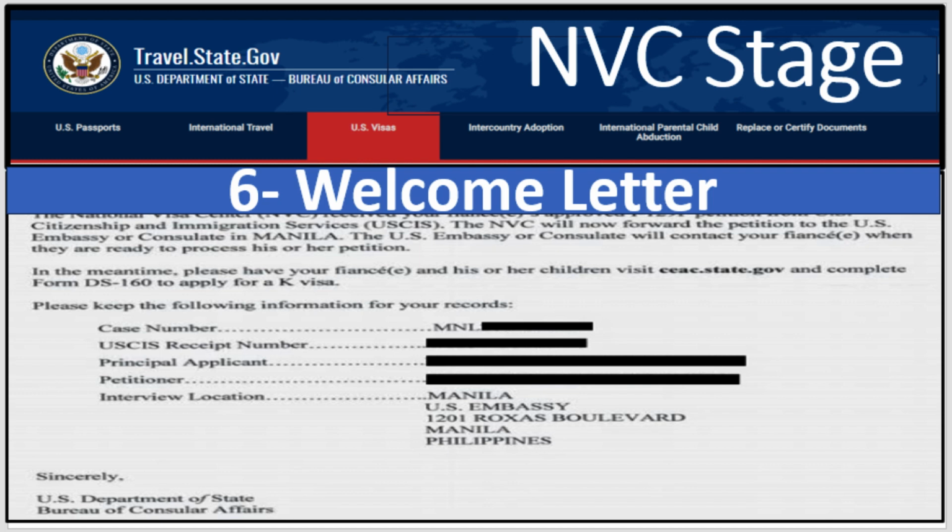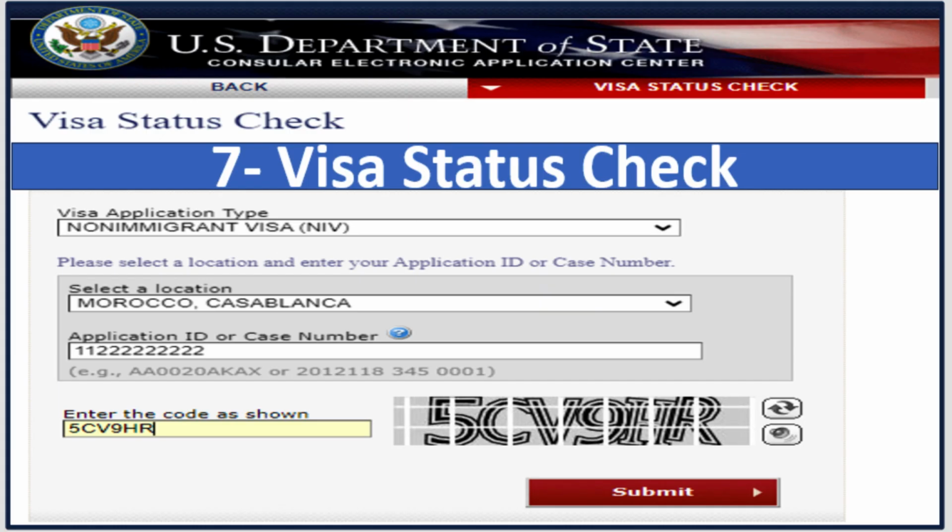As soon as you receive the welcome letter, get your case number and go to the visa status check. I want to mention something right here. Visa status check for K1 visa is totally different than for immigrant visa, because K1 visa is classified as a non-immigrant visa. So this is step 7, visa status check.